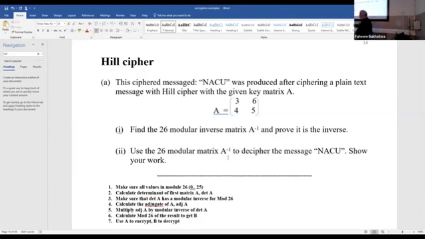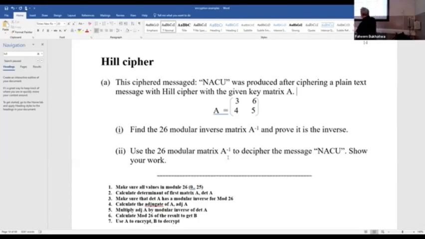How do we calculate the determinant for this matrix? Any idea? How do you find the determinant for a matrix? Multiply them like that and then add them together? No. Subtract. So it's 3 times 5 minus 4 times 6.